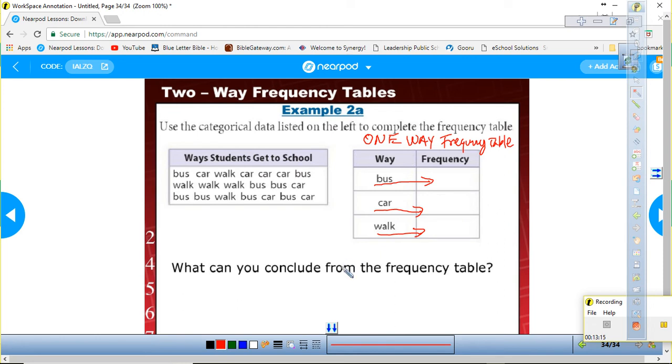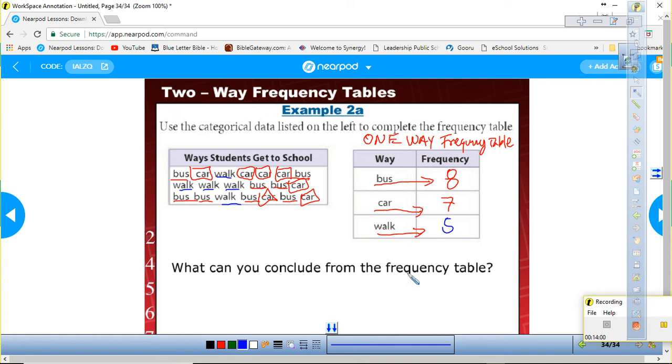How do we fill this in? Look up, please. Before you copy the table, look up. This is how you fill it in. You look at the data given, and you start, okay, bus. Way students get to school. Let's see, bus 1, 2, 3, 4, 5, 6, 7, 8. Did I miss anyone? No, so I write 8. Okay, next one. By car, 1, 2, 3, 4, 5, 6, 7. And the last one, walk, 1, 2, 3, 4, 5.